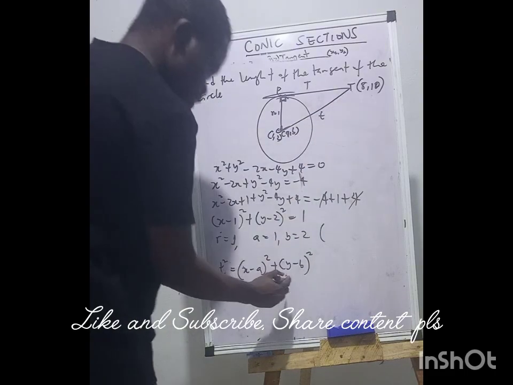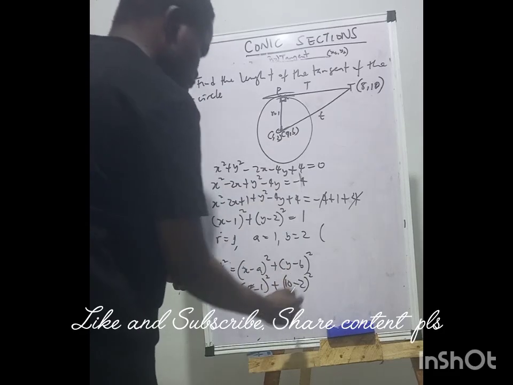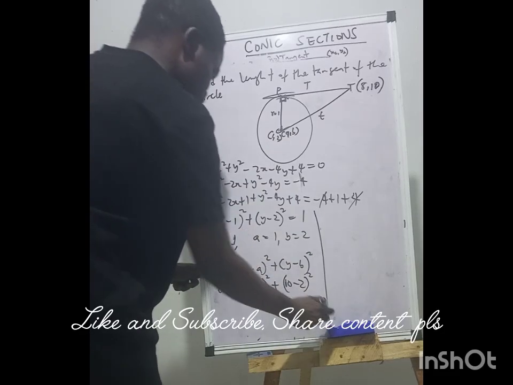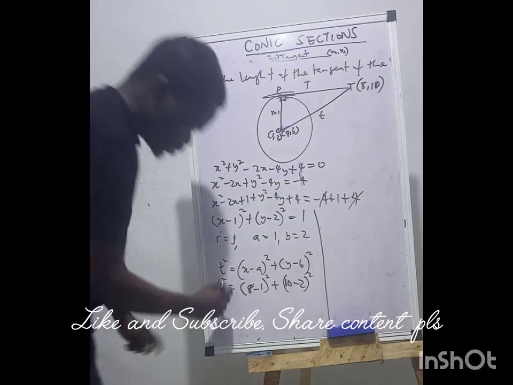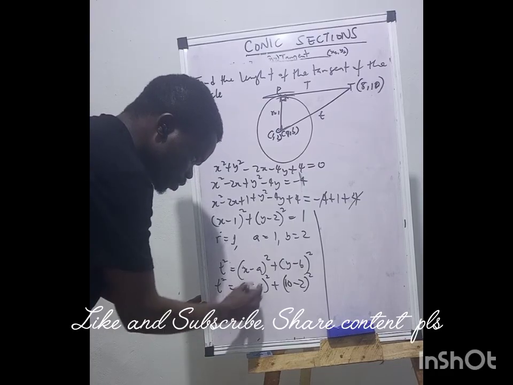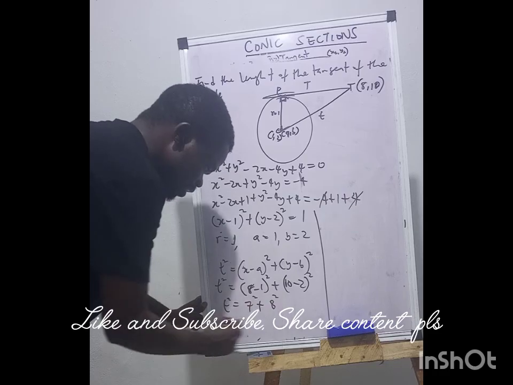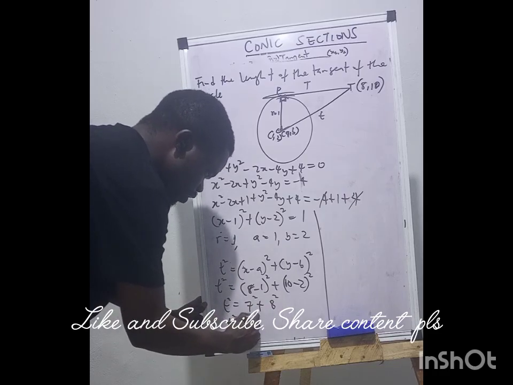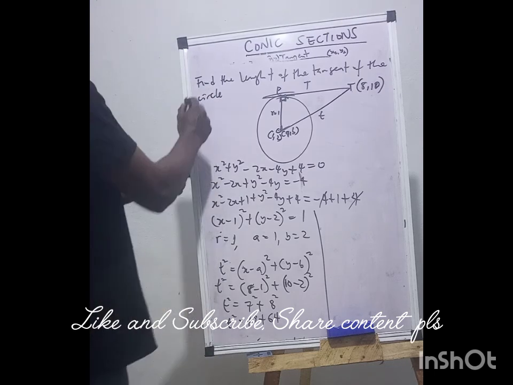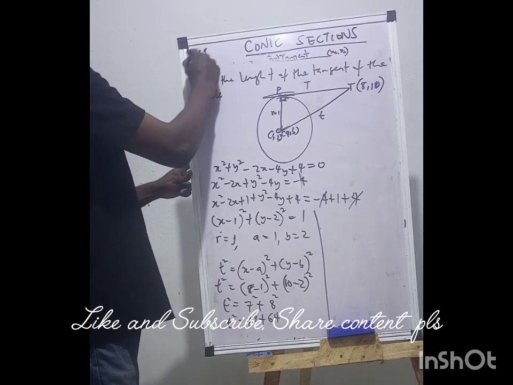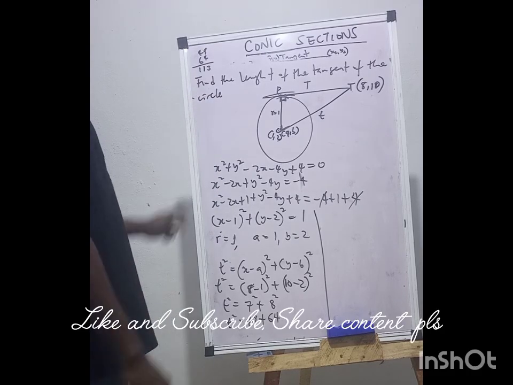y, which is 10, minus 2 squared. Is that okay? Are we following? Okay. So t squared is equal to 7 squared plus 8 squared. So t squared is 49 plus 64. I always like to show my working.